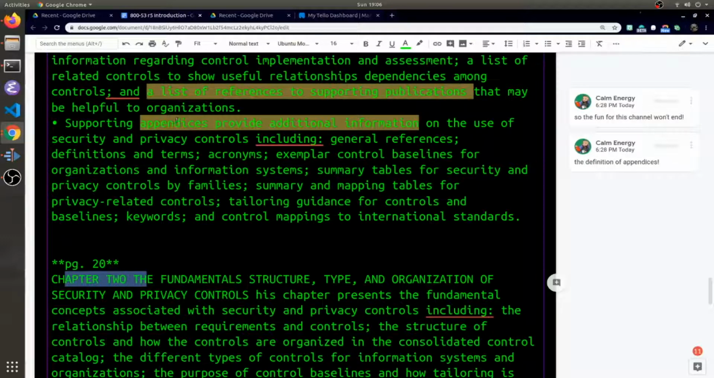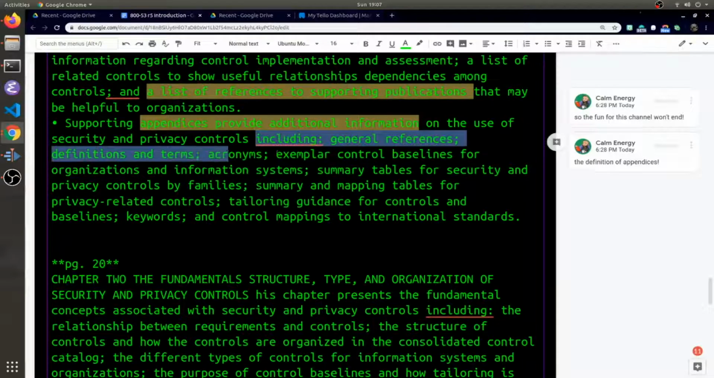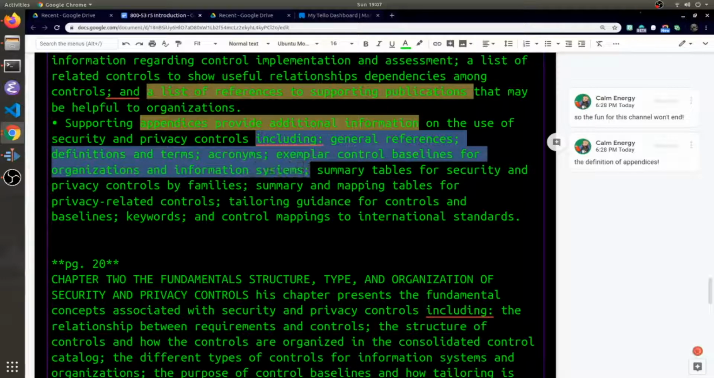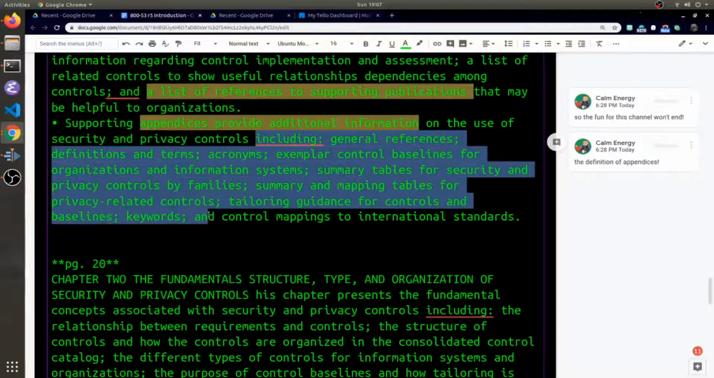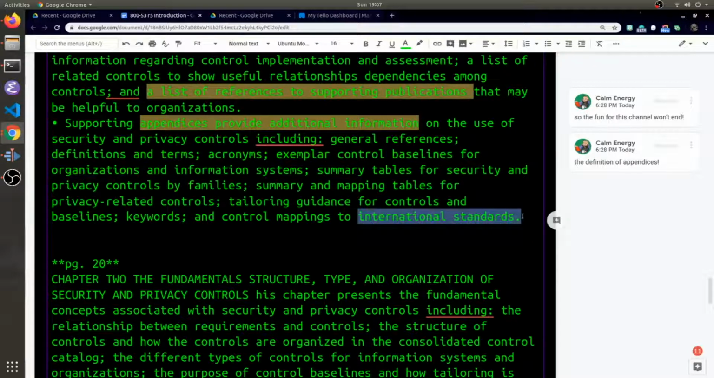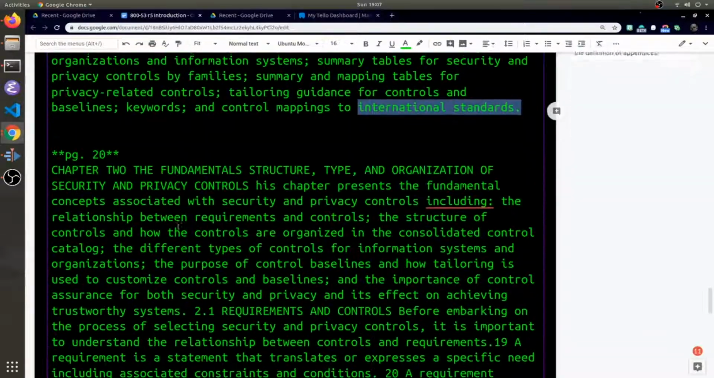They put the definition of appendice right here. It's just providing additional information, but they're going to be specific. It's providing general references, definitions and terms, acronyms, exemplar control baselines. That's a good one. Summary and mapping tables, tailoring guidance for controls and baselines. They'll have keywords and control mappings to international standards, so ISO, IEC stuff. So that's Chapter 1. We'll read Chapter 2 in the next video.